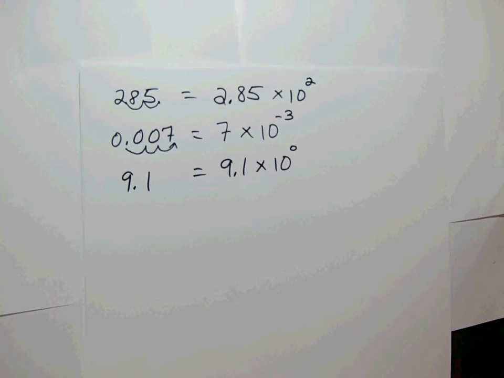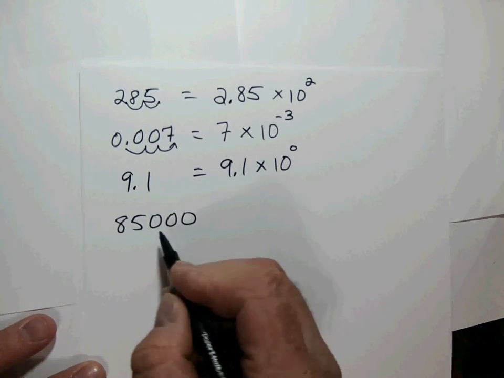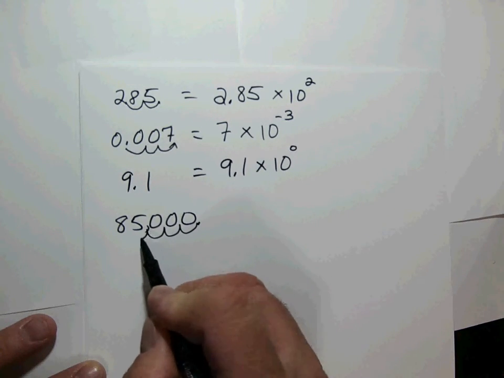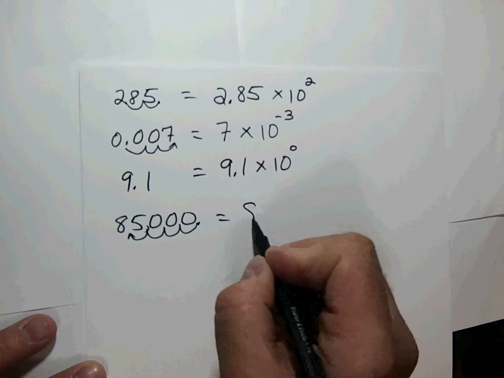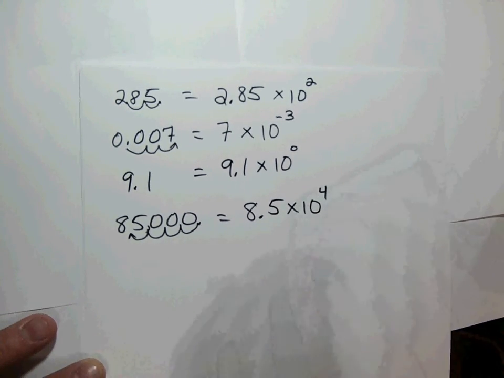Part D is 85,000. Okay, I got my decimal here. I'm going to count 1, 2, 3, 4 places. So that's going to be 8.5 times 10 to the 4th.